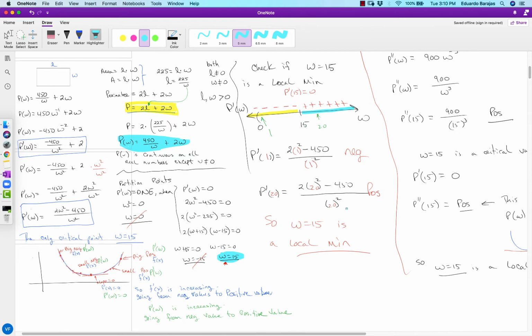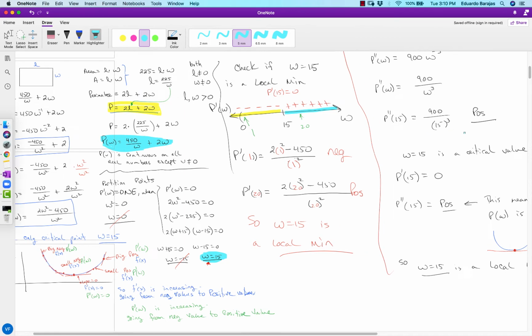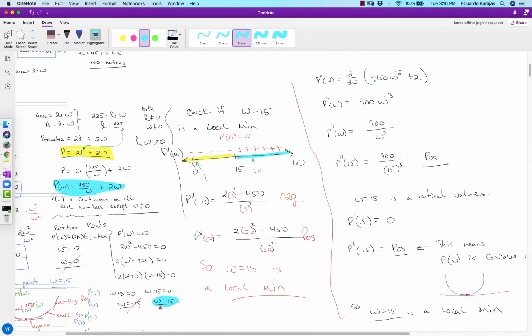The other way to do it is to think about the second derivative. So if we go back to this function, before we simplified it, maybe it was this one, and take the derivative of that. That's what I did over here. We found the second derivative. Evaluate that second derivative at the point of interest, the critical value of W equals 15. We established that it gives you some positive answer.